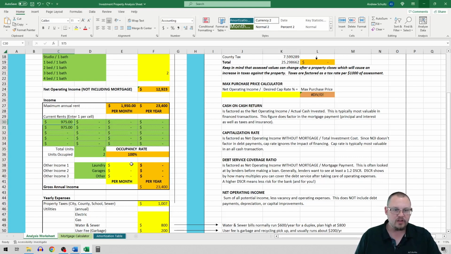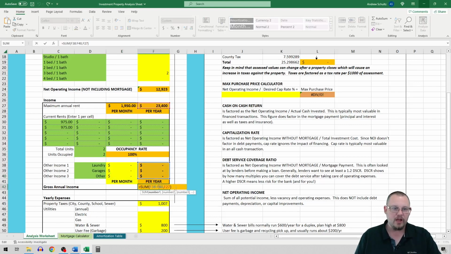It also takes into account other incomes from things such as laundry or garage rental, or if you have storage spaces or something of that nature. All of that income can be factored in on the spreadsheet, which gives you a gross annual income number based off of the rents plus all of the other income sources.